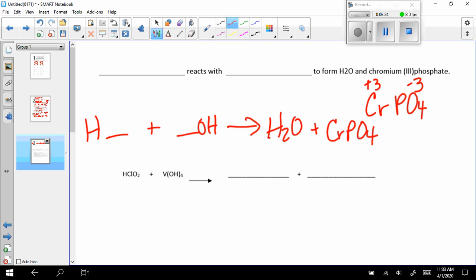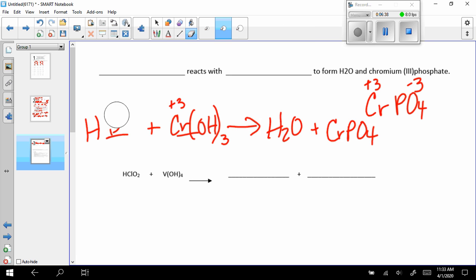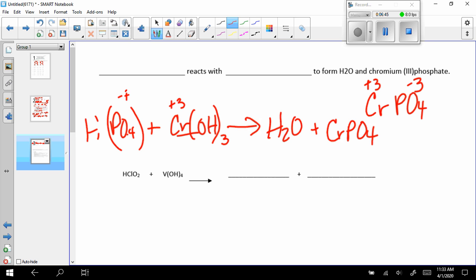Okay, the Cr is going to go over here with the OHs. This was a +3, so it means I've got to crisscross and give the 3 there. And then PO4, that was a 3. Oops, not a B, a P. All right, PO4. And this was a -3, so that means I need H3PO4. All right, to name it, I go to table K. H3PO4 is phosphoric acid.